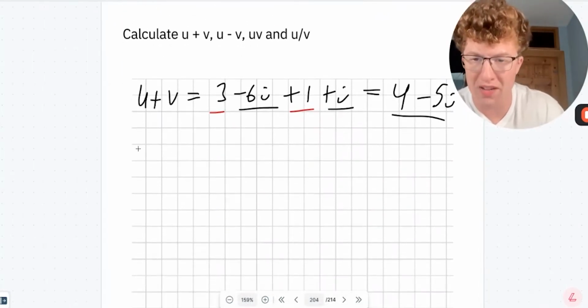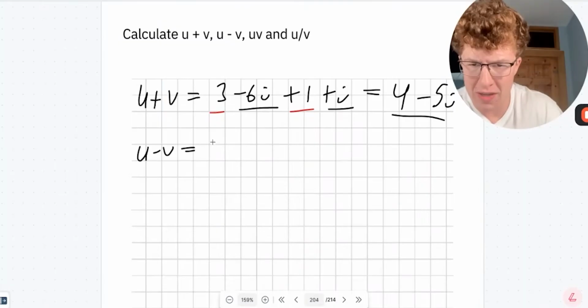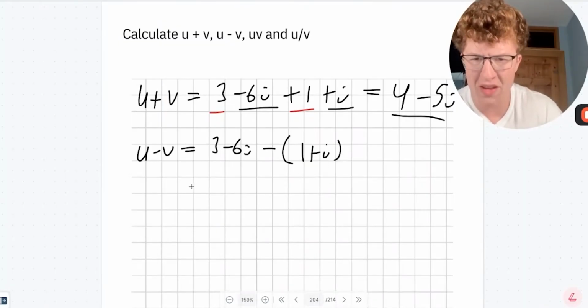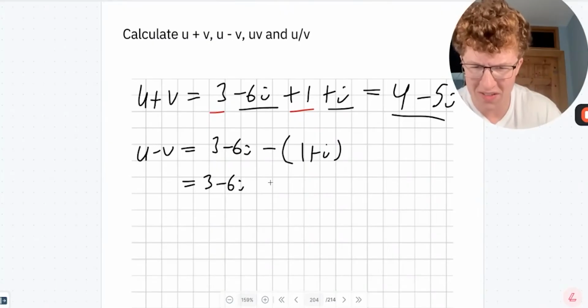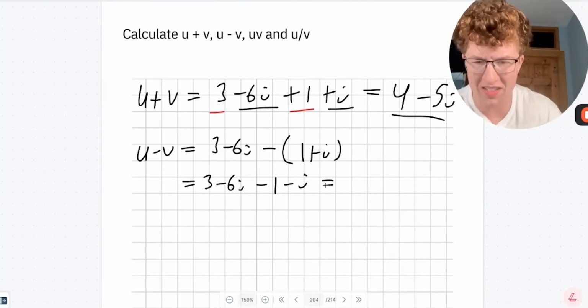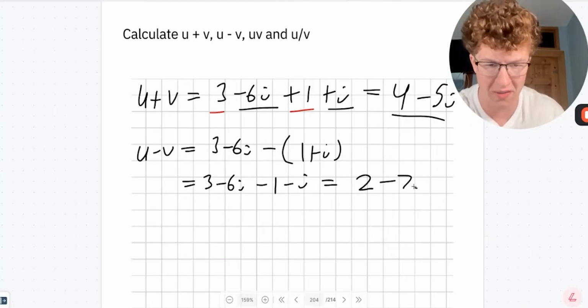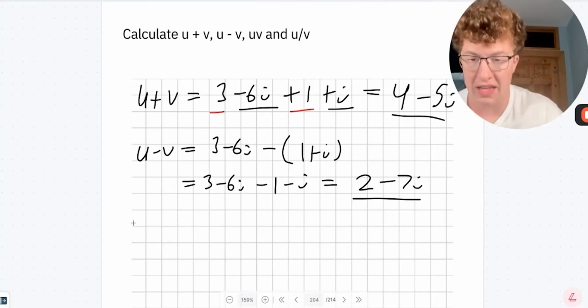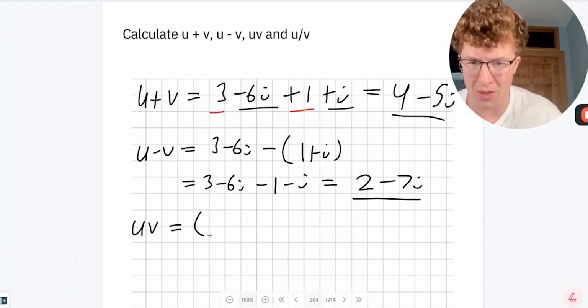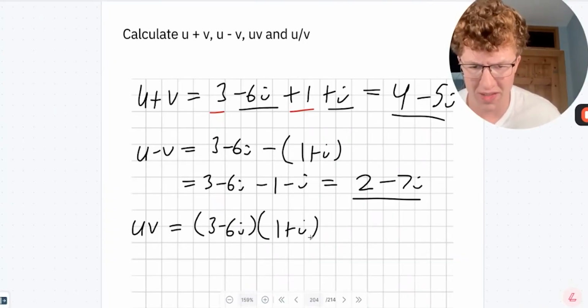Then u minus v is just going to be 3 minus 6i minus (1 plus i). So that's going to be 3 minus 6i minus 1 minus i. And then same again, 3 minus 1 is 2, and then minus 6i minus i is minus 7i, like that. Then u times v, that's going to be (3 minus 6i) times (1 plus i).